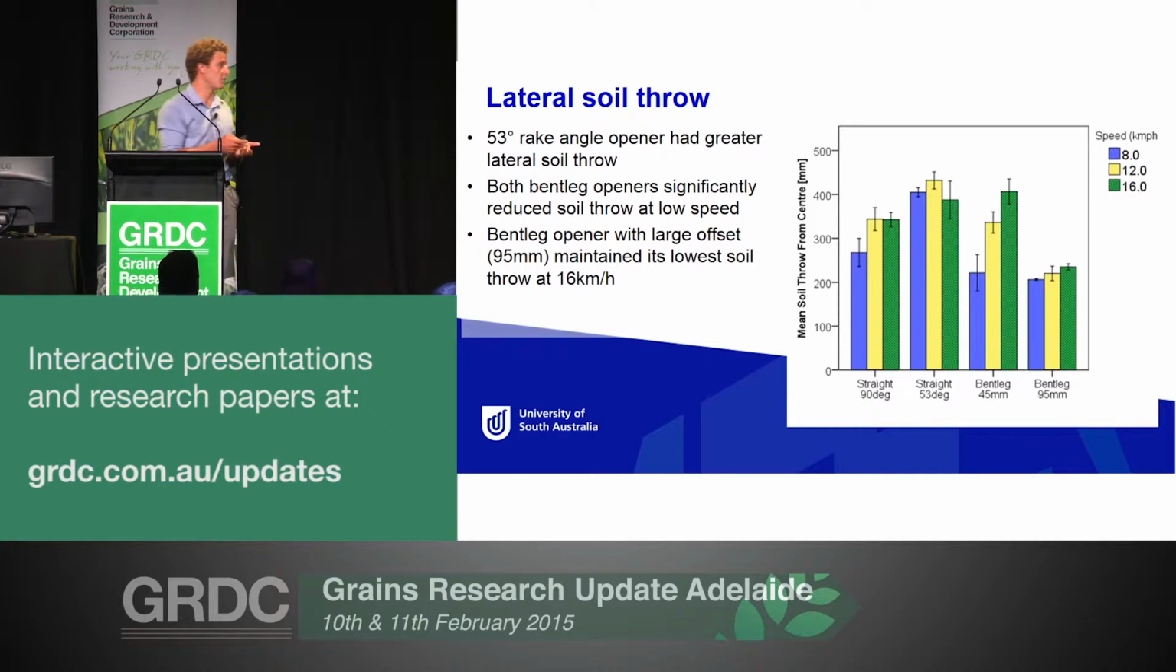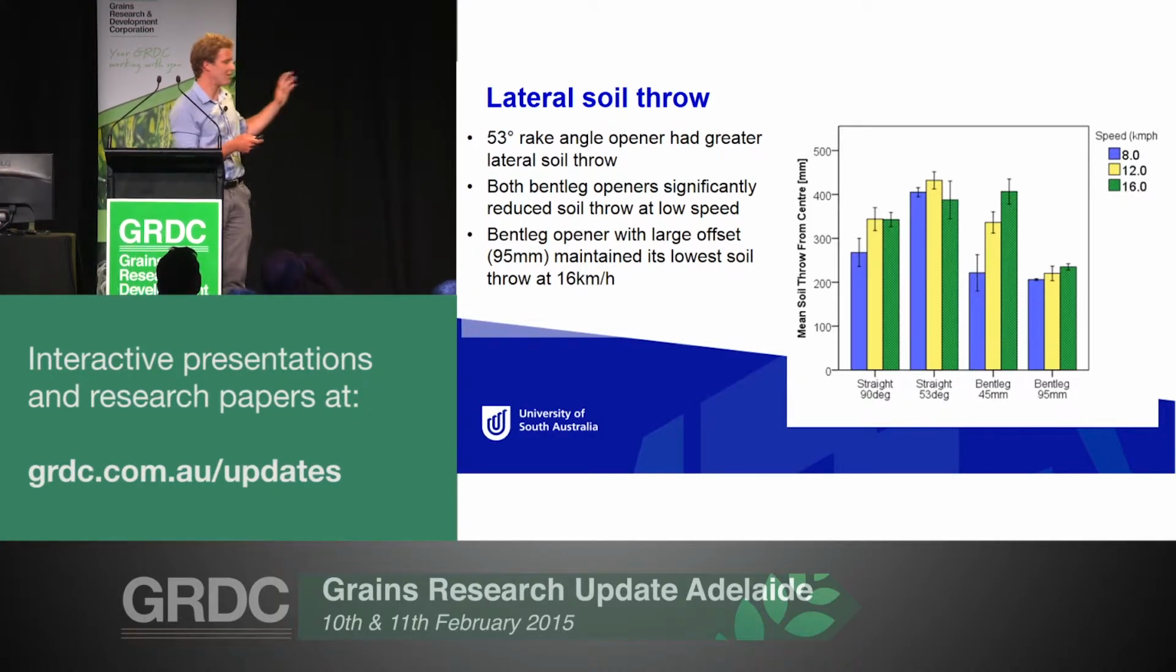Here are the lateral soil throw results from the trial. As you can see, both Bentleg openers were able to maintain low soil throw at 8 kilometres an hour relative to the straight shanks. However, the Bentleg 45mm showed a sensitivity to speed as the soil throw reached similar levels to the straight shank openers. The Bentleg 95 with the large offset was able to maintain low soil throw at speeds up to 16 kilometres an hour.